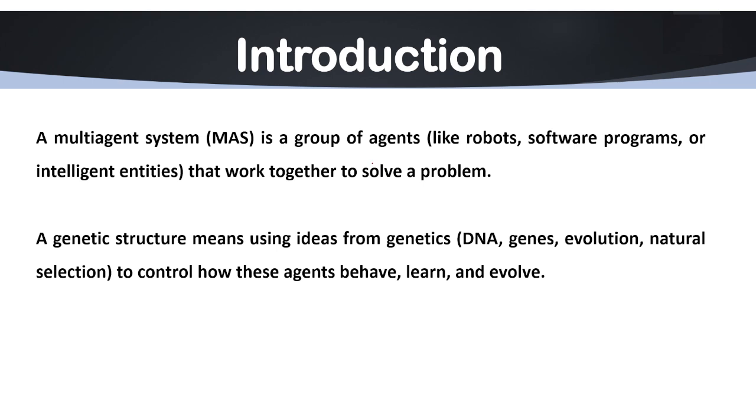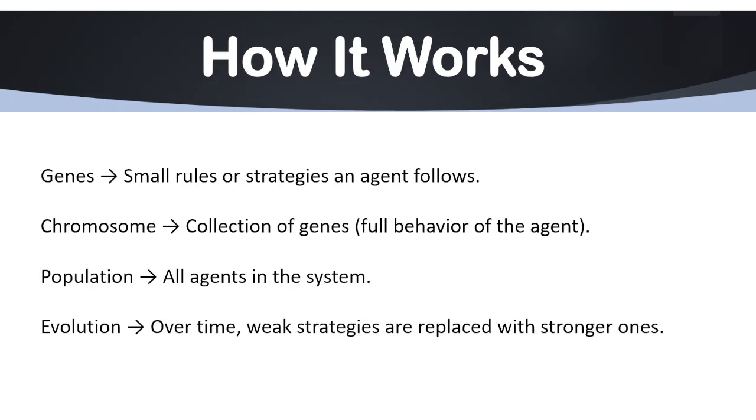In simple terms, we can also say it is a way to make many agents, means many robots, many programs, smarter step by step just by copying the idea of evolution in nature. This is genetic structure of multi-agent systems. Clear everyone? Now we have some working related to it, how it works.